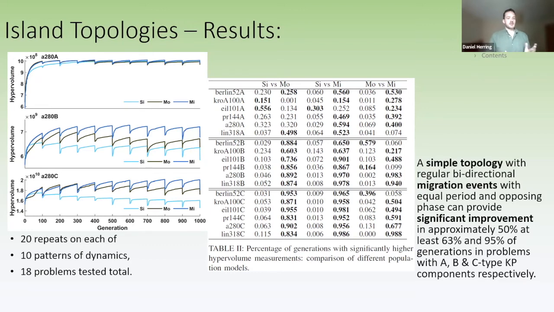For example, in the C-type problems, in the bottom third of the table, the MI model versus the multi-population with migration versus the single population, the center pair of values, in at least 95% of generations, the migration model achieved significantly higher hypervolumes.